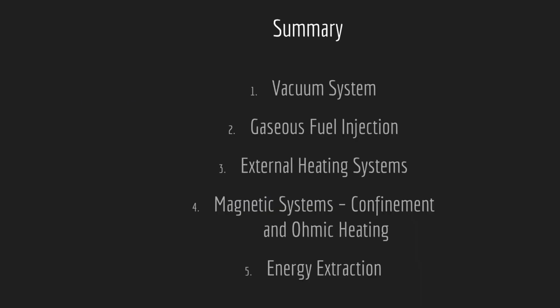So let's take it from the top and do a quick summary. Step 1, you have some kind of vacuum chamber. Step 2, you inject your gaseous fuel into this vacuum. Step 3, you take some external heating systems and you turn this gaseous fuel into a plasma so that you can activate your magnetic systems in step 4, where you will have a dual purpose of confining the plasma as well as using ohmic heating to finally take that plasma over the edge, over the 150 million Kelvin mark, where fusion will start to occur.